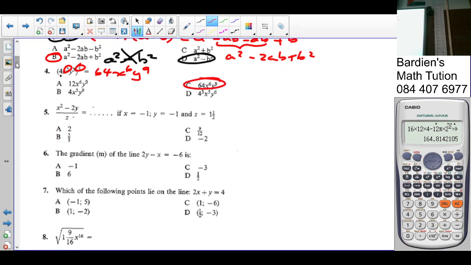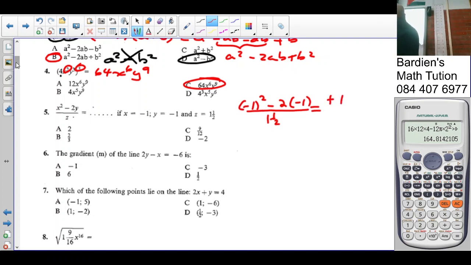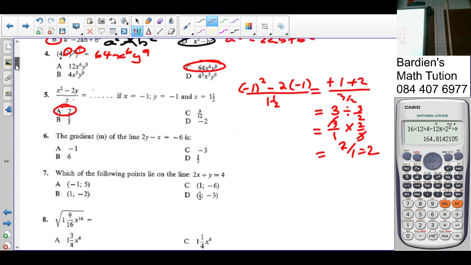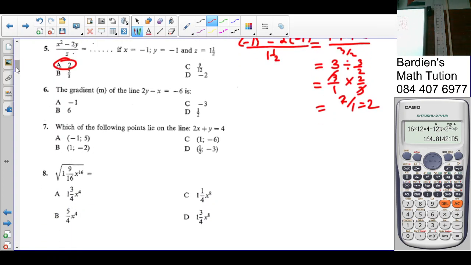The next one: if x is equal to negative 1, y is equal to negative 1, and z is 1.5. So it's going to be negative 1 squared minus 2 times negative 1, that's your y, over z, which is 1.5. Negative 1 squared is plus 1, negative 2 times negative 1 is plus 2, divided by 3 over 2. You all agree with that? Which is 1 plus 2 is 3, divided by 3 over 2, which is 3 over 1 multiplied by 2 over 3. That cancels, gives us 2 over 1, which is 2. Makes the answer A.